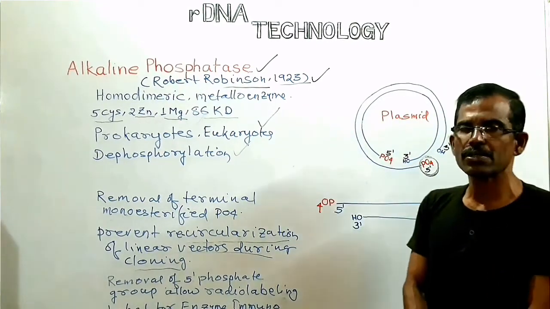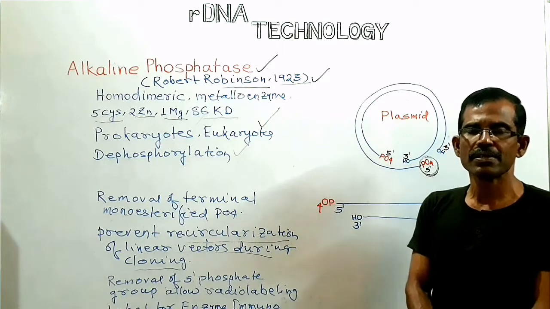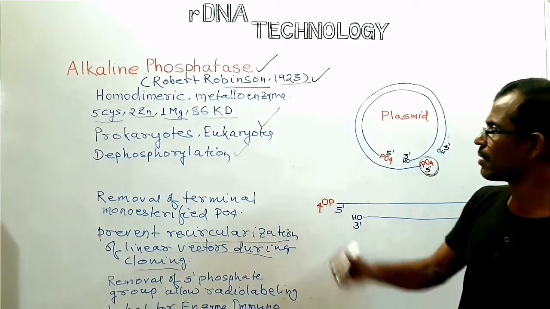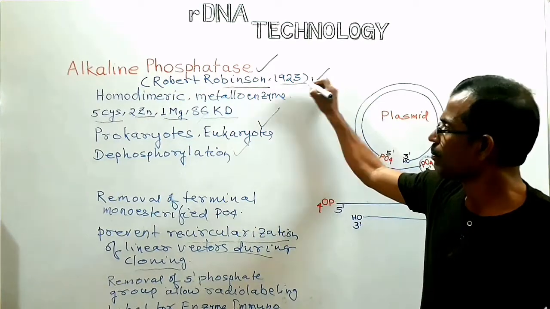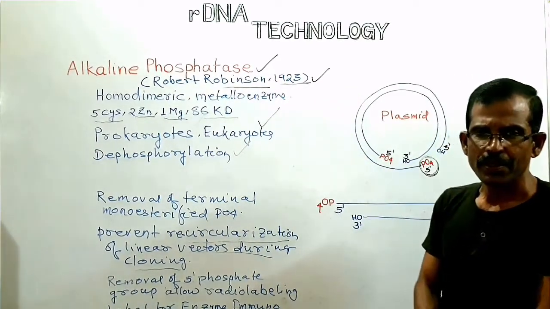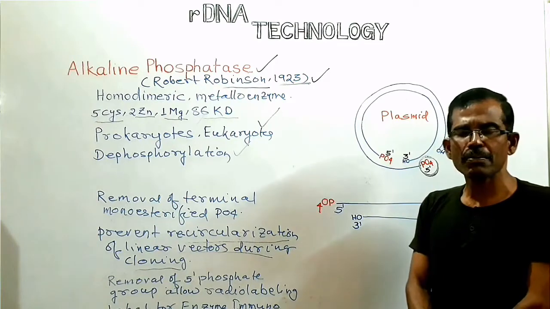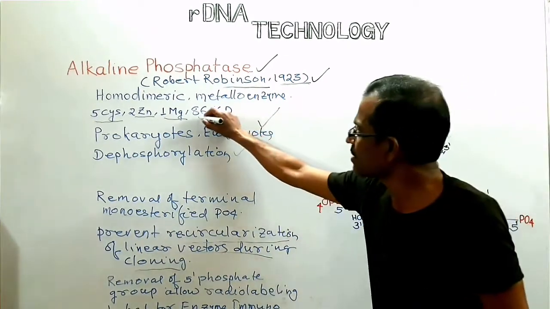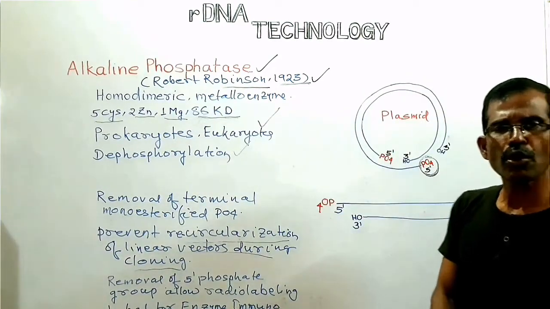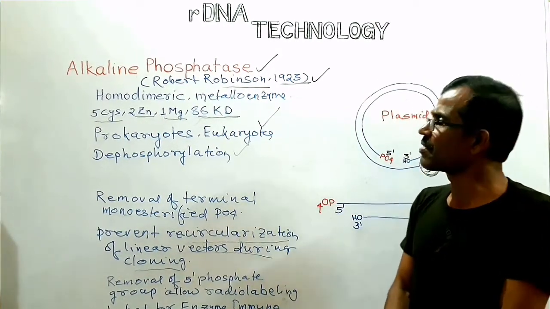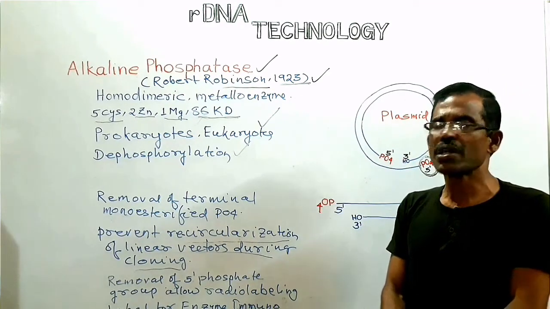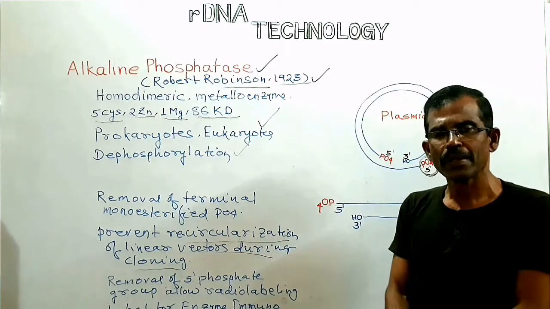Alkaline phosphatase is also known as basic phosphatase. This enzyme is optimally active at alkaline pH. Alkaline phosphatase was discovered in 1923 by Robert Robinson. This is a homodimeric metal enzyme. Its molecular weight is 86 kilodalton. Each monomer contains 5 cysteine residues, 2 zinc atoms and 1 magnesium atom, which are crucial to its activity.